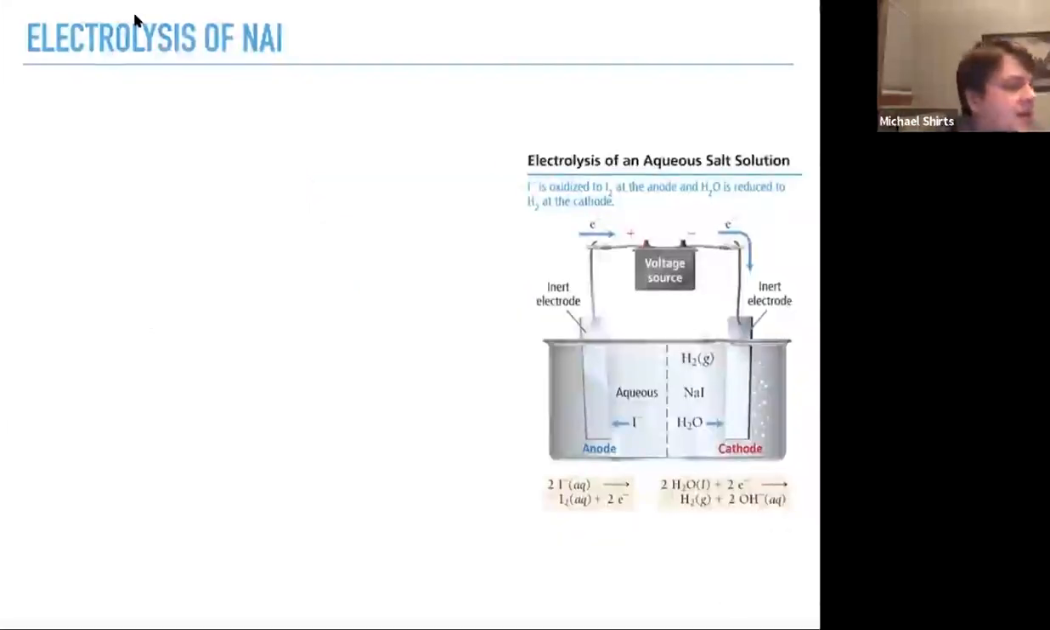But what if we have something like electrolysis of sodium iodide? In this case, we now have an aqueous solution.